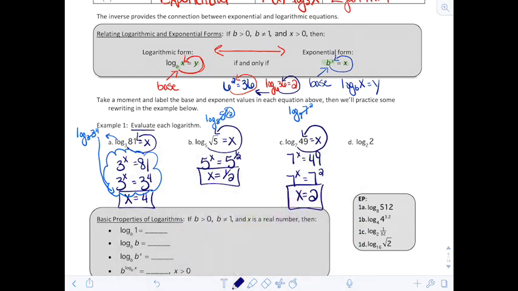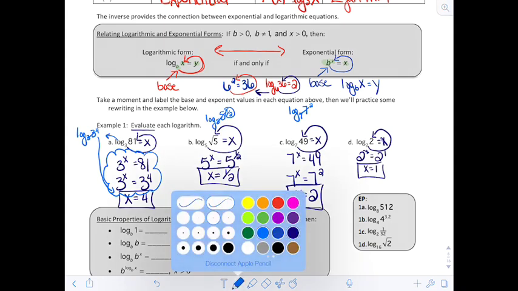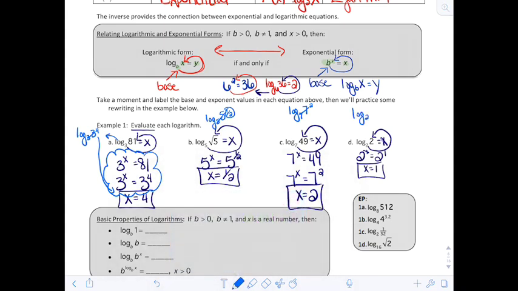And then log base 2 of 2. Let's set that equal to x. 2 to the x power equals 2 to the first, so x is equal to 1. And again, noticing that log base 2 of 2 to the first, my answer was the exponent. So it's helpful to be able to write logarithms as exponentials when you're trying to find the value.